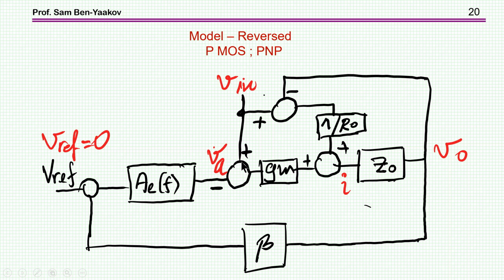And then for the general case, for the reversed case, we have a summing of this signal plus the signal coming from Vin. This is generating a current through GM. This voltage through GM is generating a current, which is then added to the current coming through the resistor.